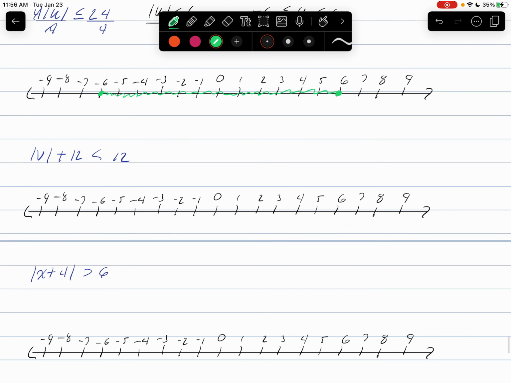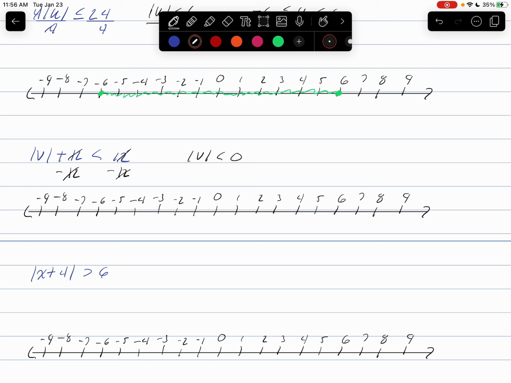All right, let's take a look at this one. Here we have the absolute value of v plus 12 is strictly less than 12. So let's go ahead and start by trying to isolate the absolute value of v. So let's take 12 away from both sides. And that's going to give us, well, these are both going to cancel. So we have the absolute value of v is strictly less than 0.